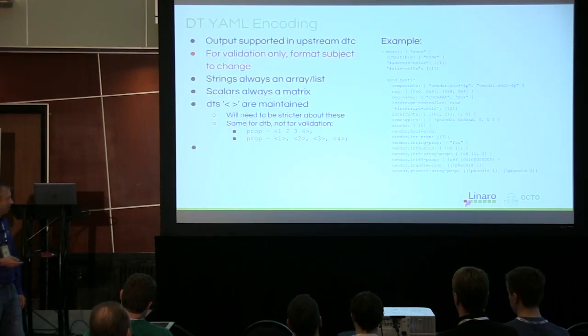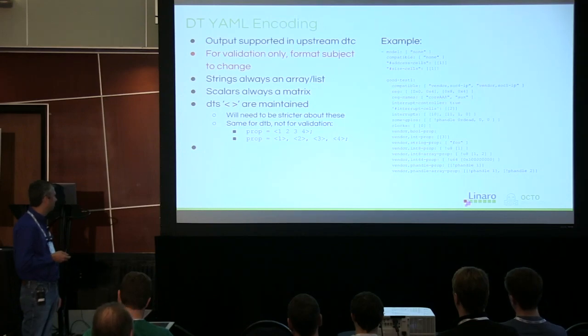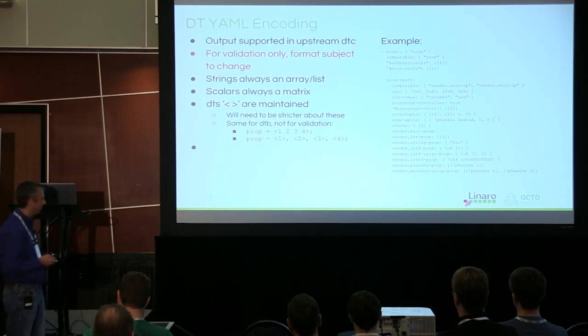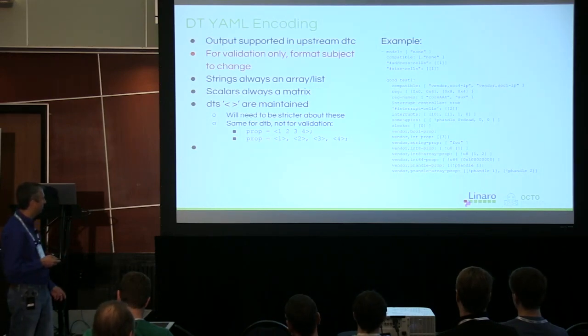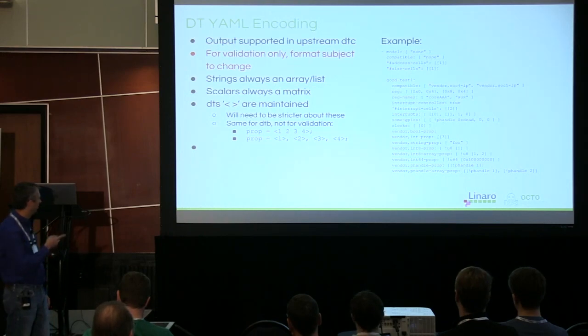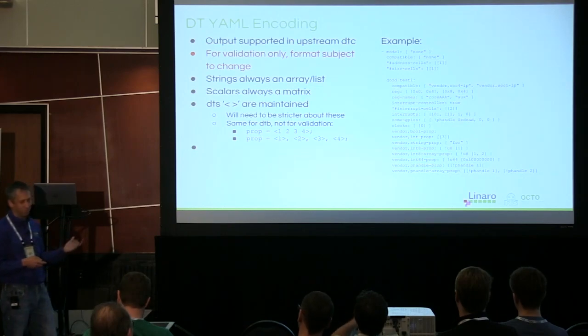So what does the YAML encoding look like? As I mentioned, it's supported in DTC. It's kind of an intermediate format. The kind of unusual things are strings are always an array or list, and scalars are always a matrix. And then the DTS bracketing is also maintained through the tool chain. That's probably going to require DTS changes to make those correct if we want to tighten that up.